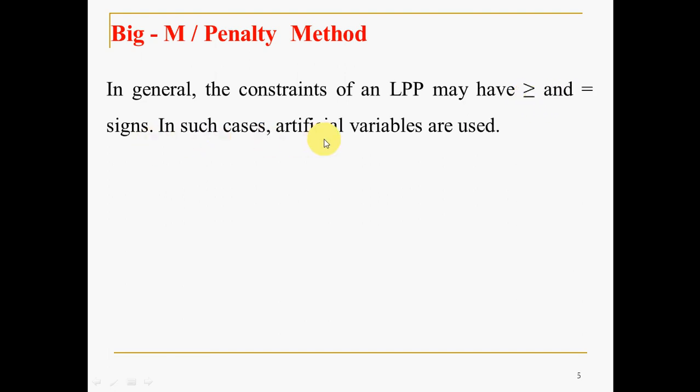In such cases, artificial variables and slack variables both are used. This method is known as the Big M method or penalty method. It is nothing but the Big M simplex method, you can call it. The only difference is that in the plain simplex method, the constraints were of less than or equal type only. But in general, the constraints may have greater than or equal type or maybe equation type also.